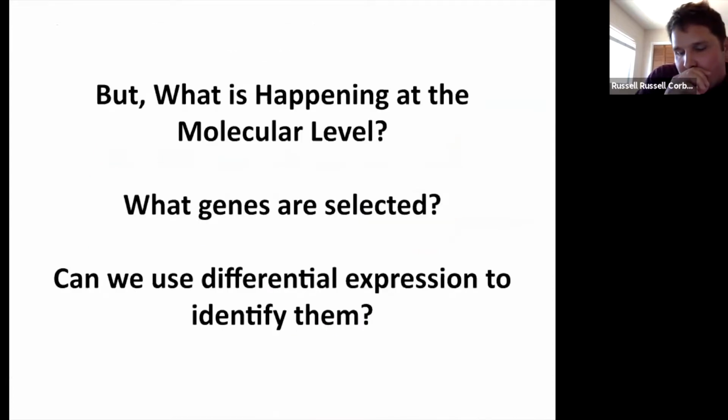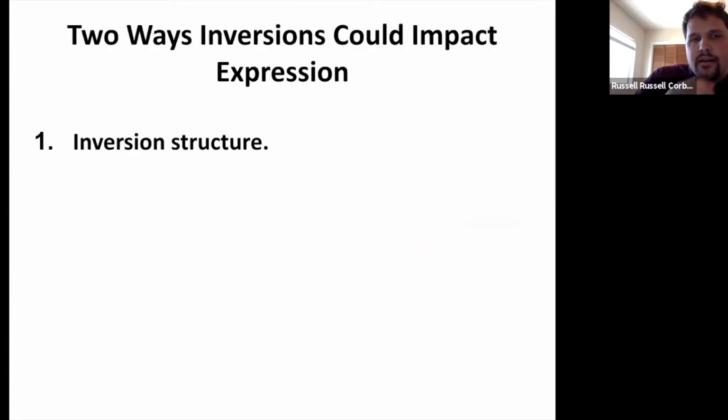Okay, but what's happening at the molecular level? This has been much harder to address for many reasons. And what are the genes that are selected for? And finally, can we use differential expression to identify them? So that last one's a little bit more specific. It's the approach I want to go with here, which is to use differential expression profiling to start to think about what genes are expressed at different levels between chromosomal arrangements and what that tells me about them. Okay, but there's a problem with that idea.